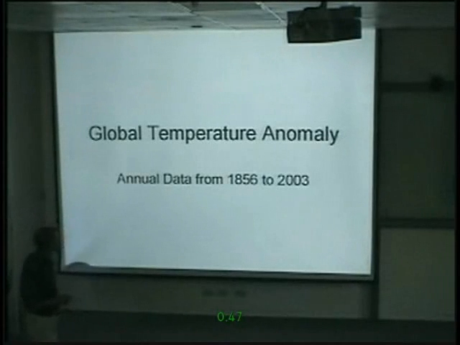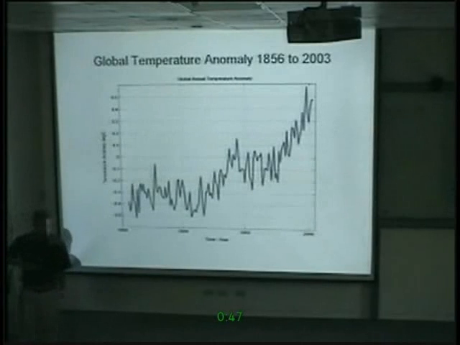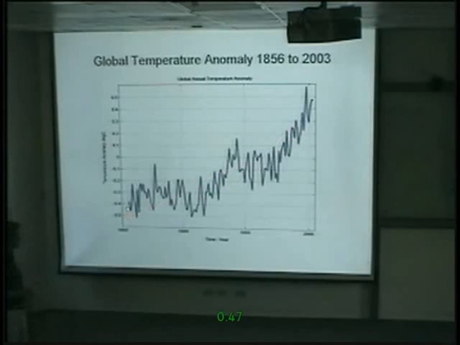For example, I give you this example of a global temperature anomaly from 1856 to 2003. This data set starts from, as I said, 1856 all the way to 2003. Each point is a 1 year average of global temperature anomaly. Now, this sudden sharp increase is treated as primary evidence for global warming.